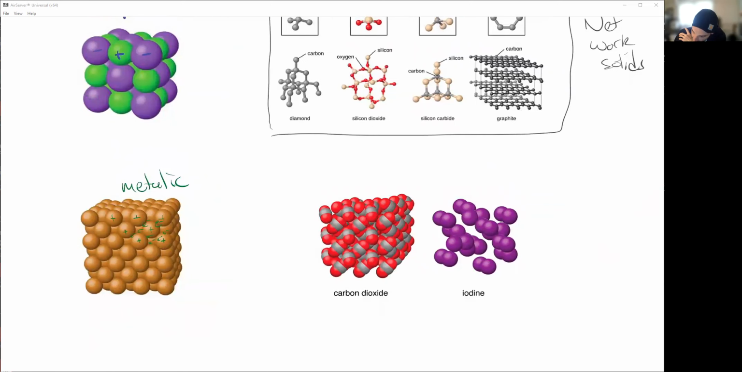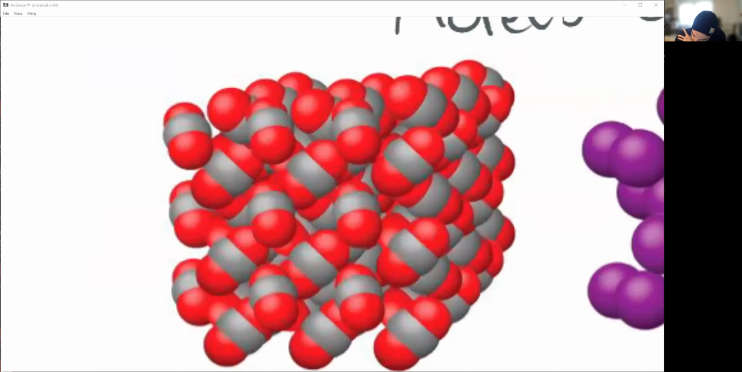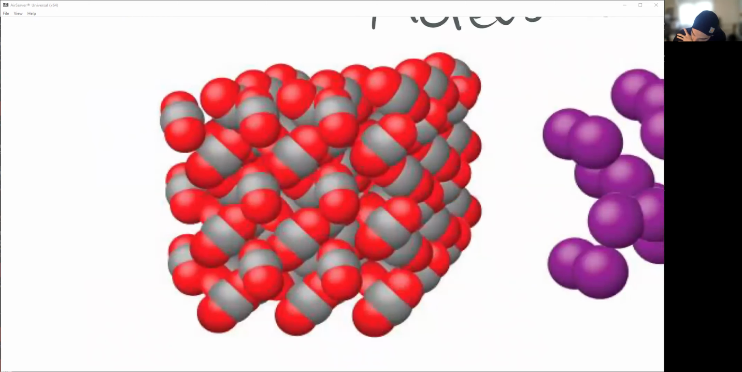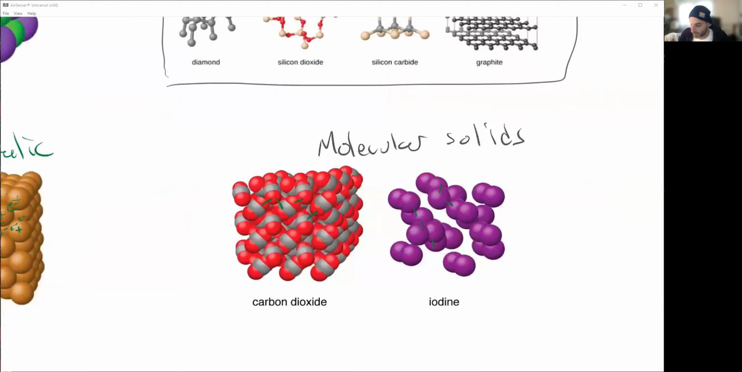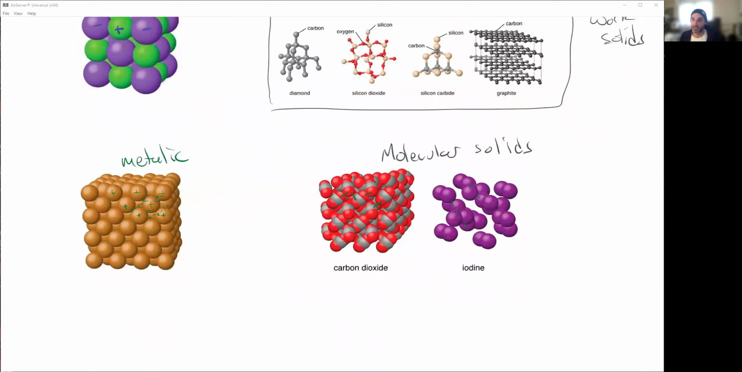And then finally, this last one over here is going to be our molecular solids. Molecular solids, again, they're held together by intermolecular forces. These intermolecular forces kind of hold these things together. You can't really see it all that easily, but we've got intermolecular forces holding these together. This is layered, for example, but yeah, so we get these different molecular solids.